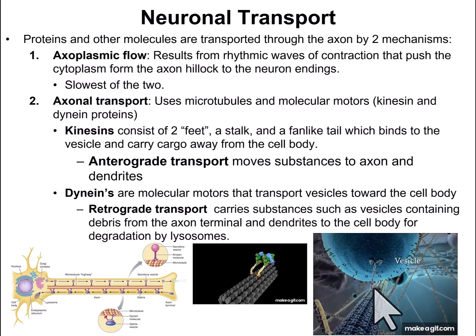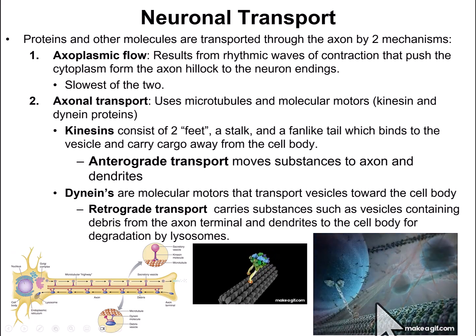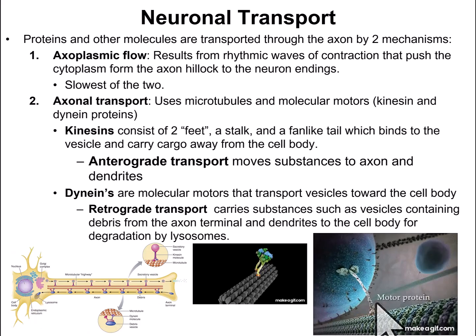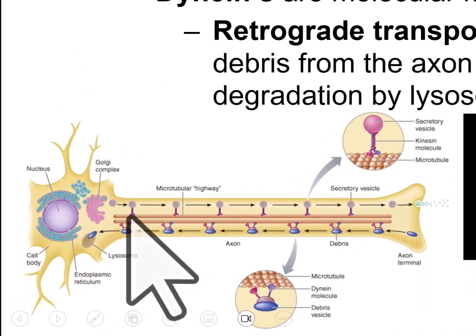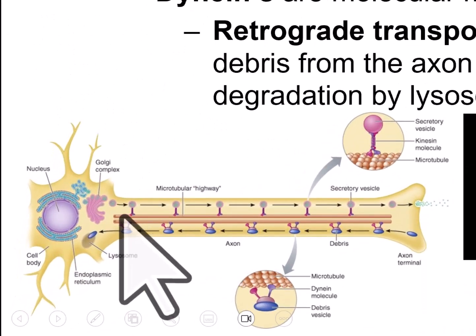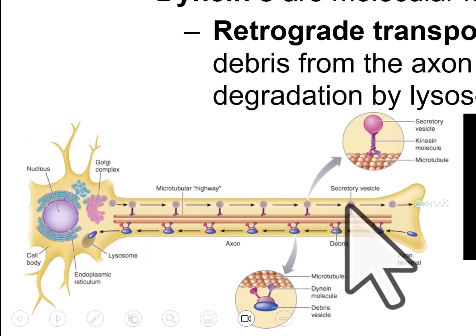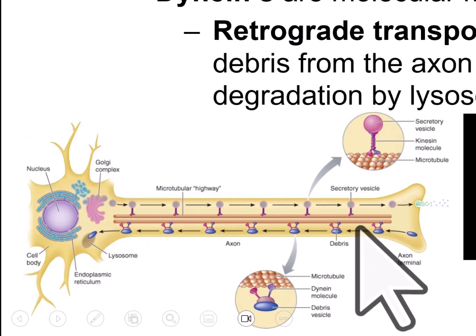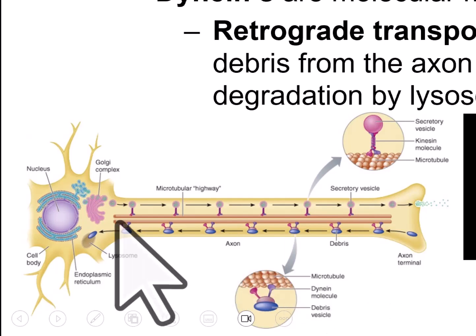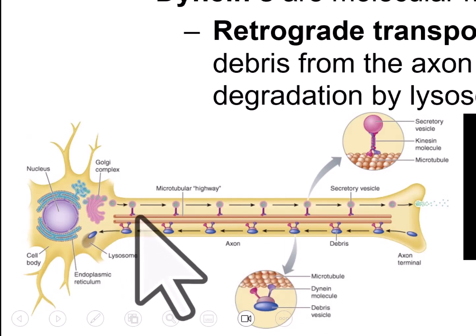Dyneins are also molecular motors that transport vesicles toward the cell body. So there's a difference. Kinesins transport substances, vesicles, away from the cell body, whereas dyneins transport vesicles towards the cell body. And it's using the same highway system.